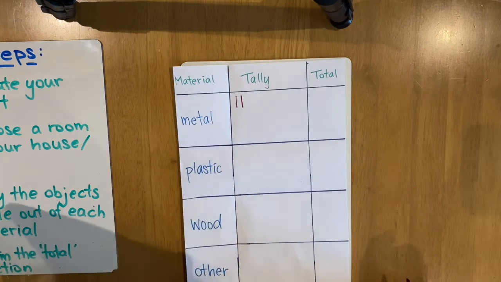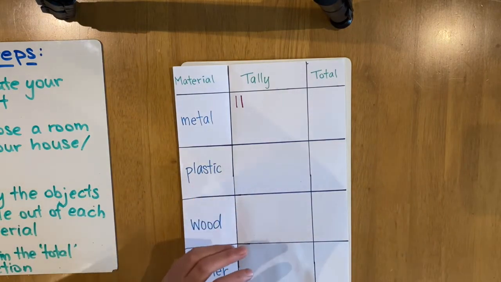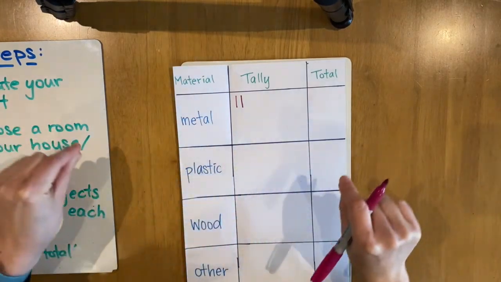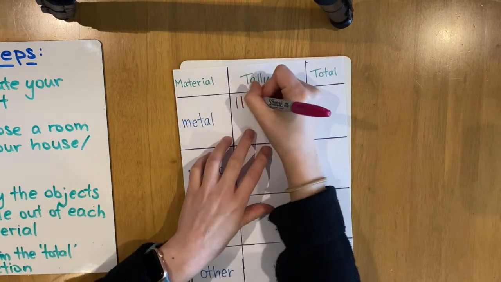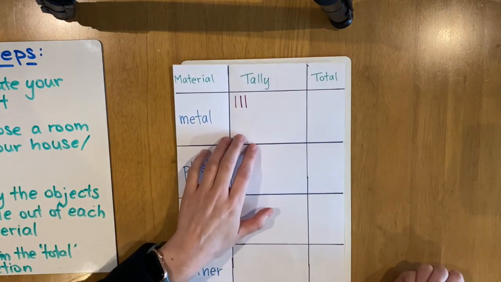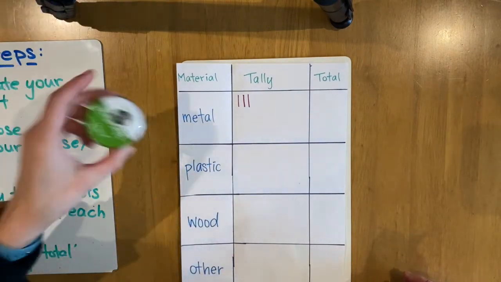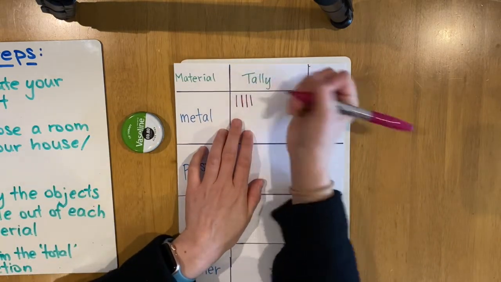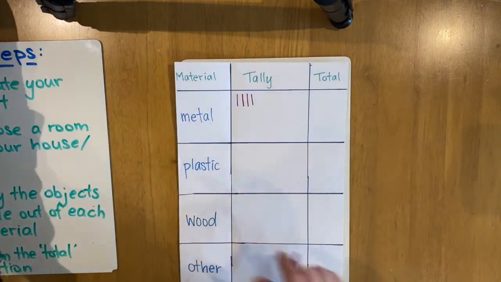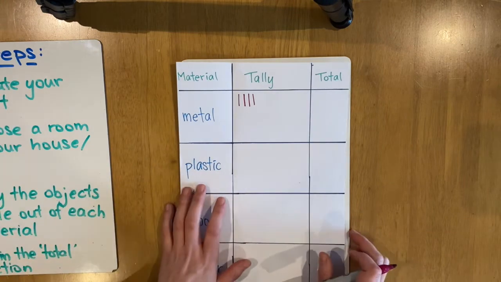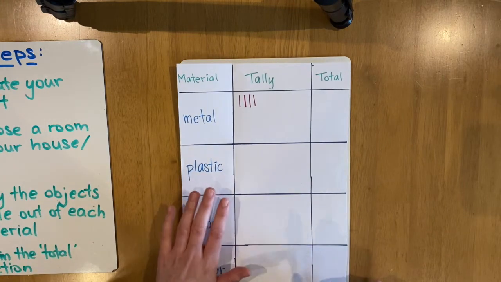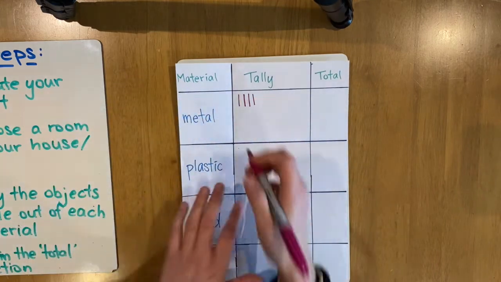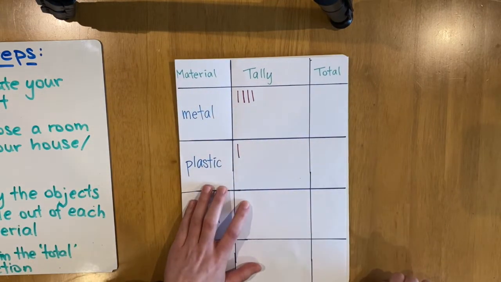I'm not actually in my bedroom, so I can't really even remember what I've got. Oh, the frame around my mirror is made of metal, so I'll give myself another tally. And my Vaseline is normally next to my bed. That's made out of metal, so I'll give myself another tally. Let's move on to plastic. I actually don't have much plastic in my bedroom, but I do have some lotion, like the bottle of the lotion. That will be a tally.